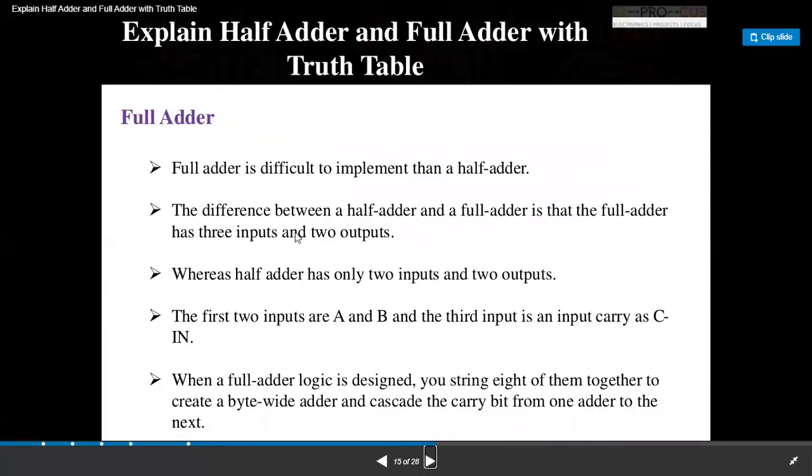HDL code? The difference between a half adder and a full adder is that the full adder has three inputs and two outputs, and the two outputs are the same as before, whereas the half adder has only two inputs and two outputs. The first two inputs are A and B, and the third input is the carry in.